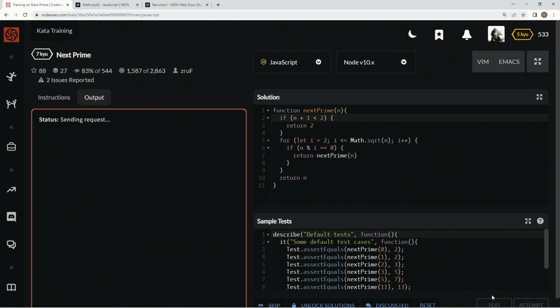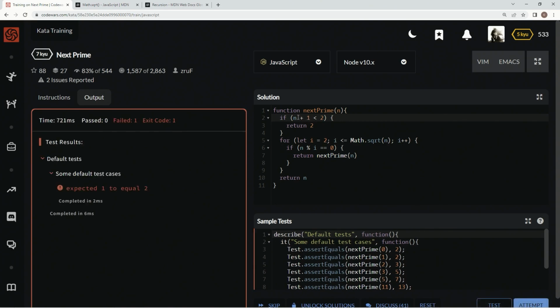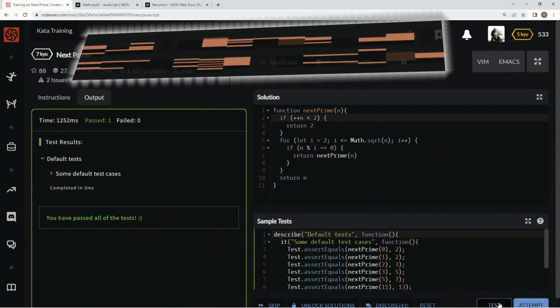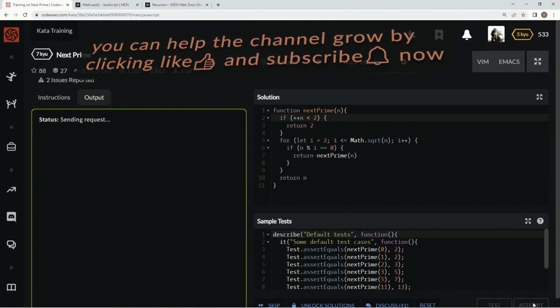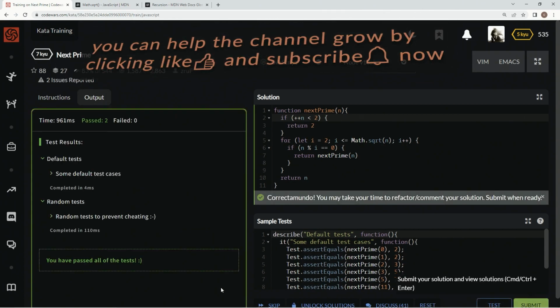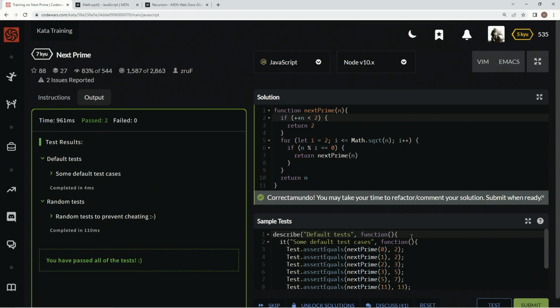Test it out. Nope, doesn't work. So we're going to say plus plus. All right, test it out. Oh, finally, good. Attempt it. There we go. 110 milliseconds. Submit.